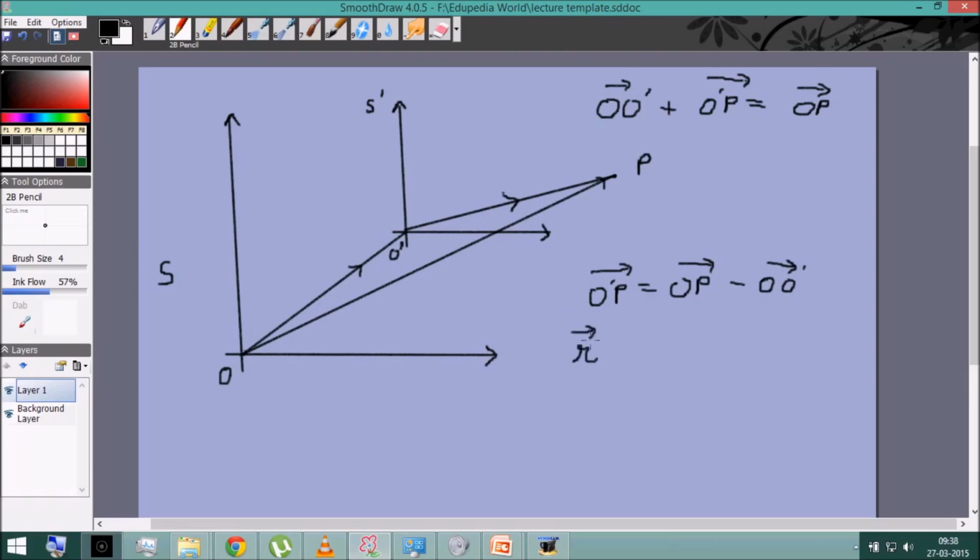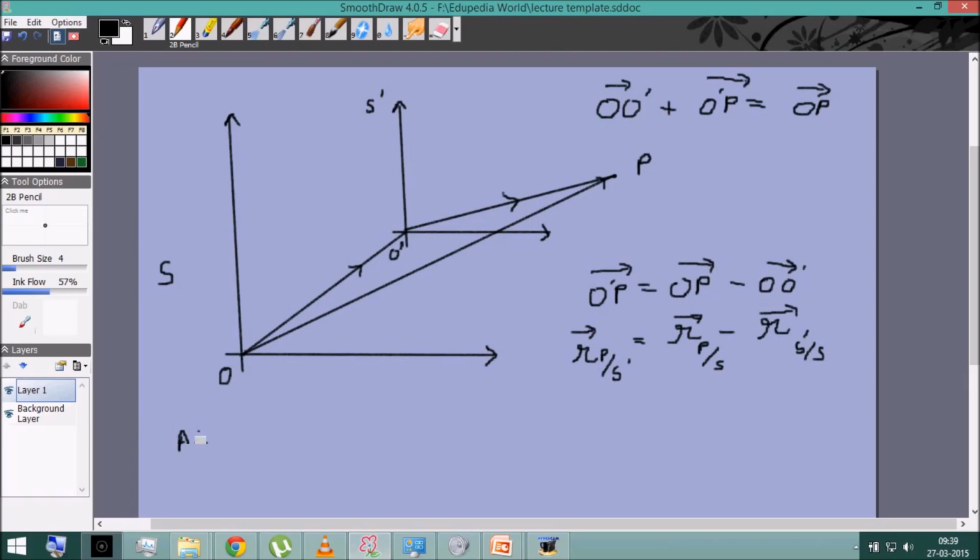But what is O dash P? O dash P is the position vector. Position vector is generally referred to by R. O dash P is the position vector of P in the frame S dash. And what is it equal to? It is equal to the position vector of P in the frame S, which is OP, minus the position vector, again R, of O dash, or S dash, with respect to S.